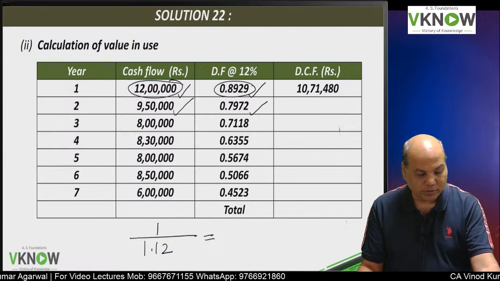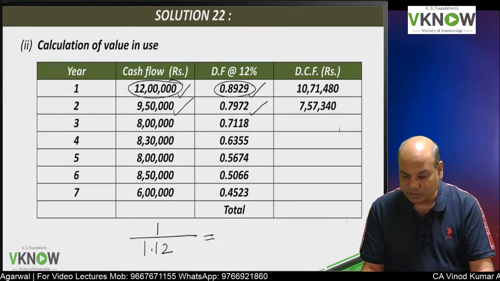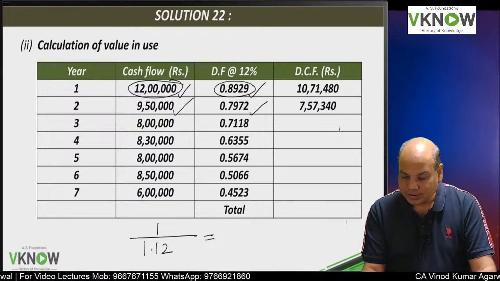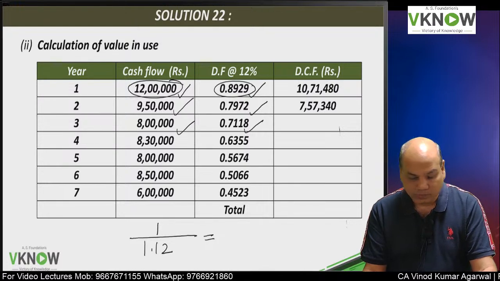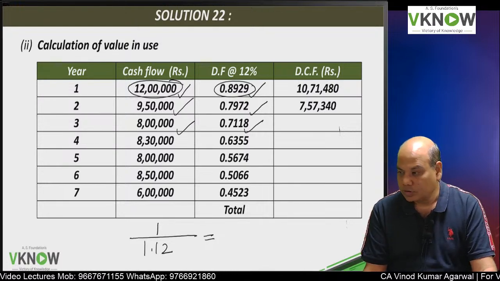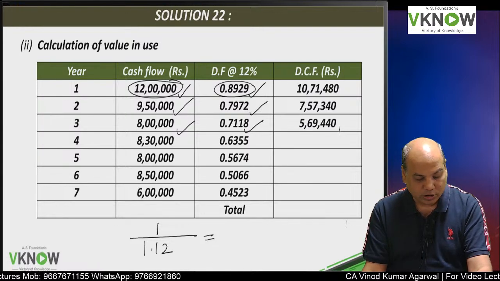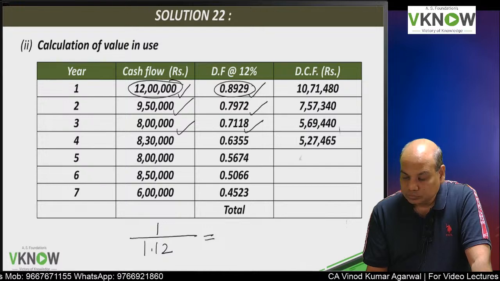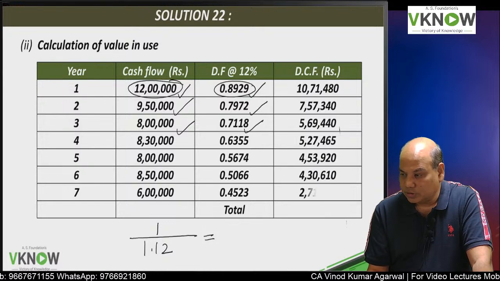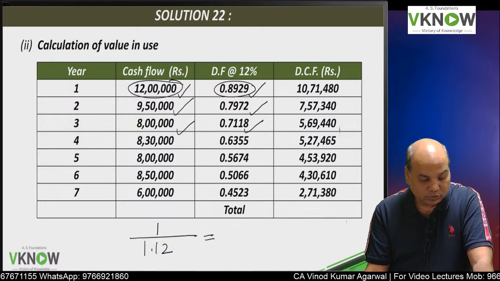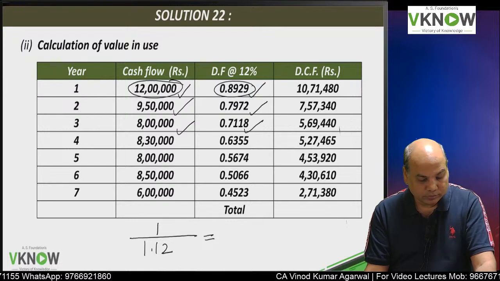9,50,000 into 0.7972 equal to memory plus. 8 lakh into 0.7118 equal to memory plus. This way you will continue and take the total of the last column.